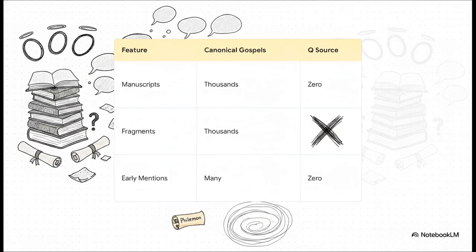But then on the flip side, we have the Q source. The number of manuscripts? 0. Number of fragments? Absolutely 0. Mentions by early church fathers? 0. It exists entirely in the mathematical reconstructions of modern critics. As some historians point out, if a tiny, inconsequential letter like Philemon survived, how in the world could an immeasurably important document like Q just vanish without a single historical trace?